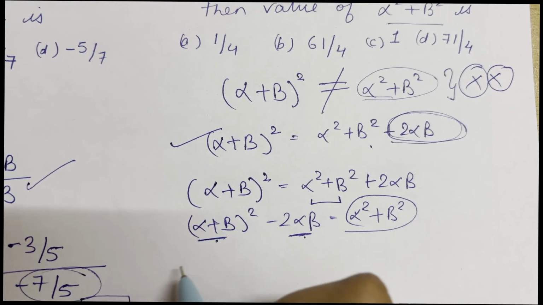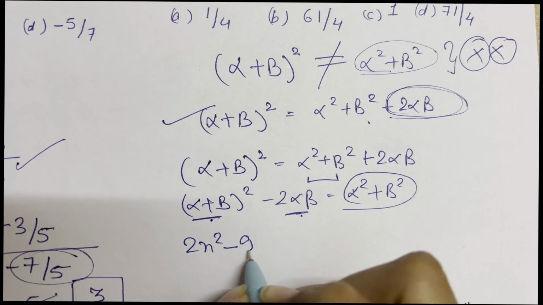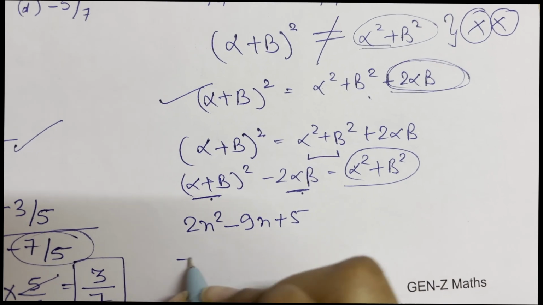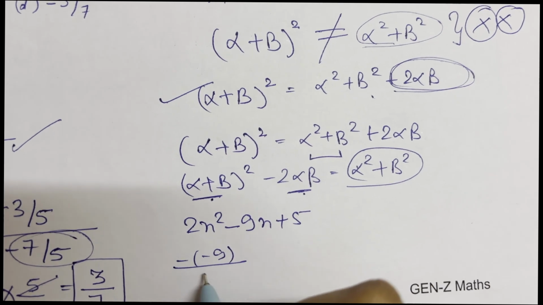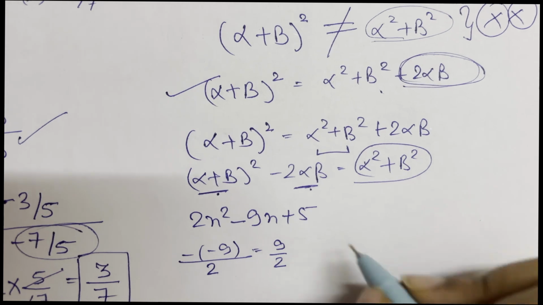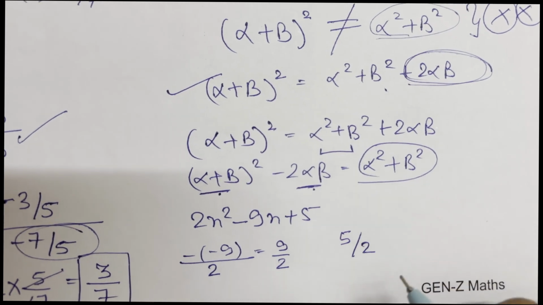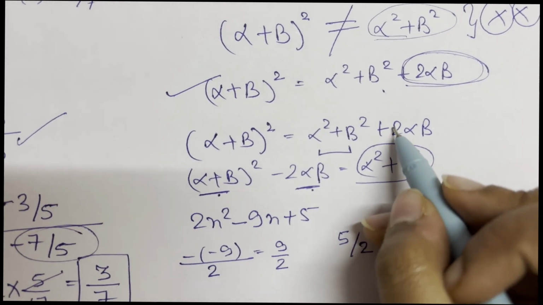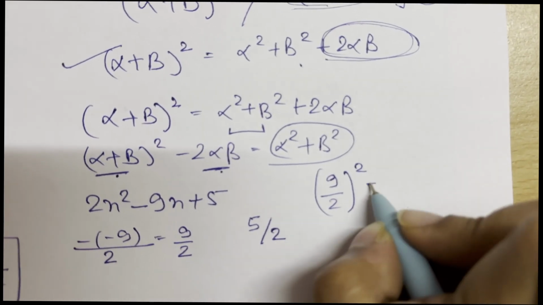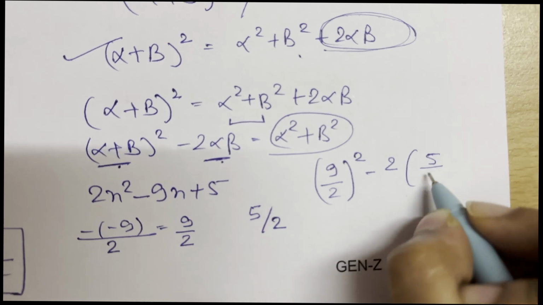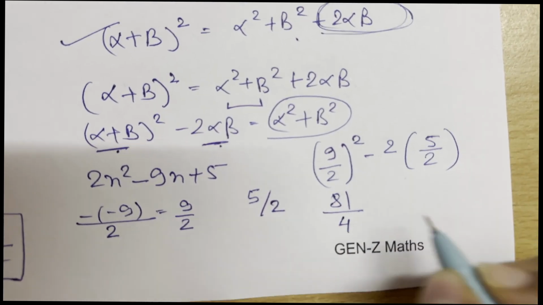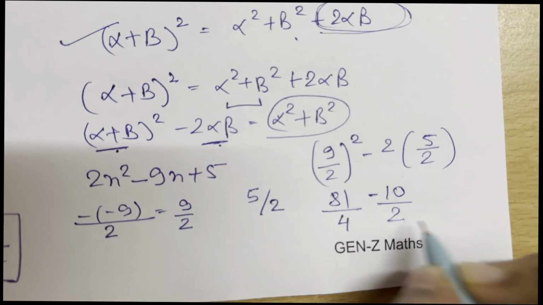So from the polynomial given to us, the sum of the zeros is minus b by a, minus of minus 9 upon 2, which equals 9 by 2, and the product of the zeros is c by a, which equals 5 by 2. When we put these two values in this equation, we get (9 by 2) whole square minus 2 times 5 by 2. On solving it, we got 81 by 4 minus 10 by 2.